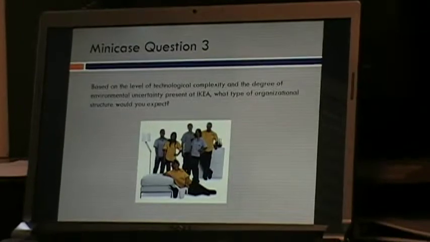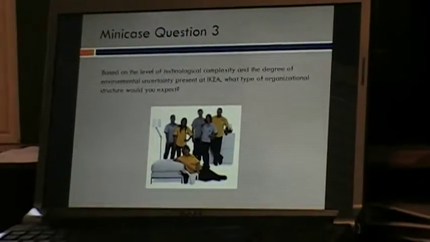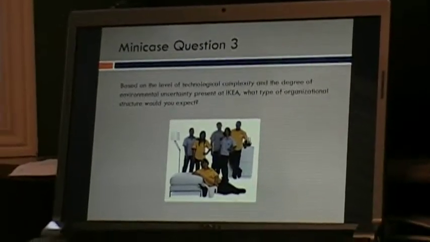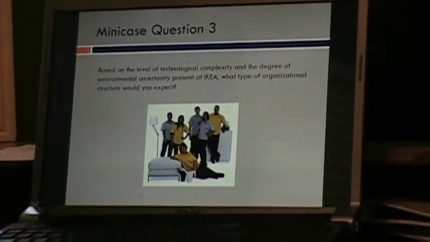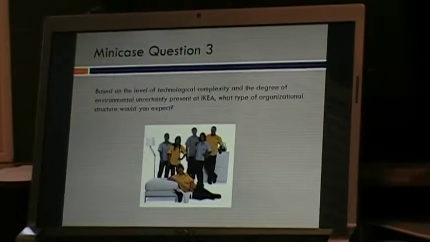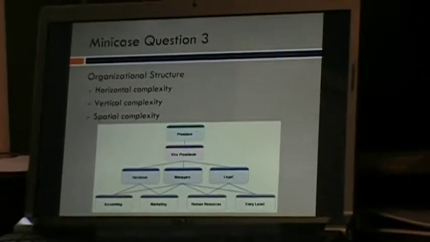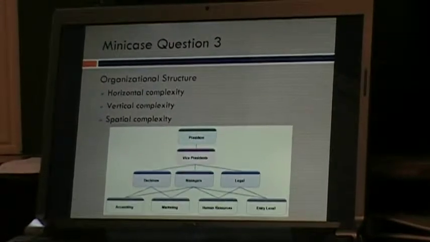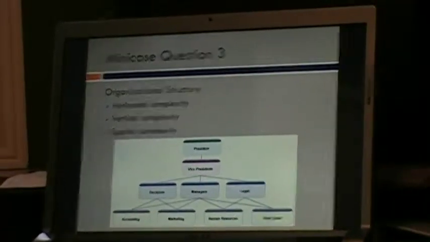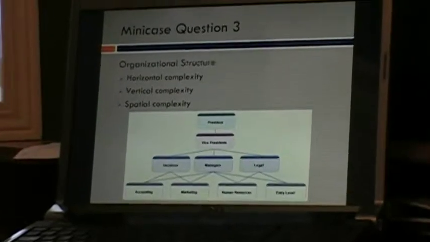The third minicase question is, based on the level of technological complexity and the degree of environmental uncertainty present at IKEA, what type of organizational structure would you expect? Organizational structure refers to the way an organization's activities are coordinated and controlled, and represents another level of the situation in which leaders and followers must operate.